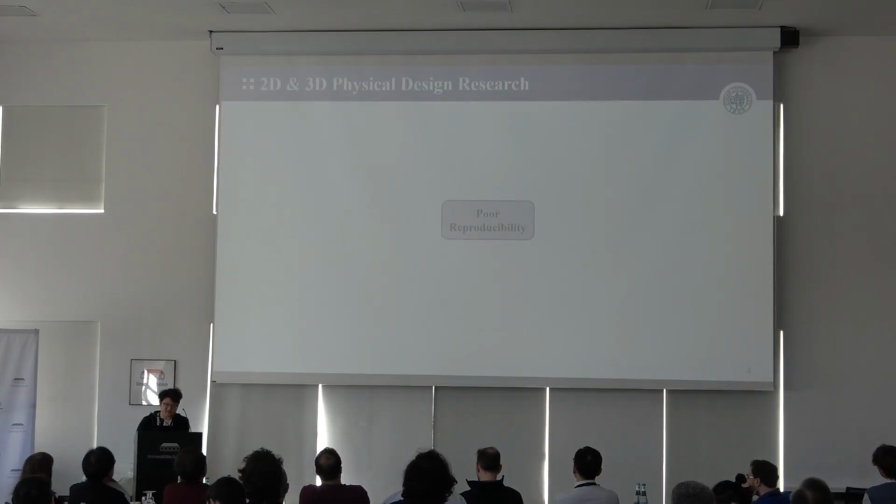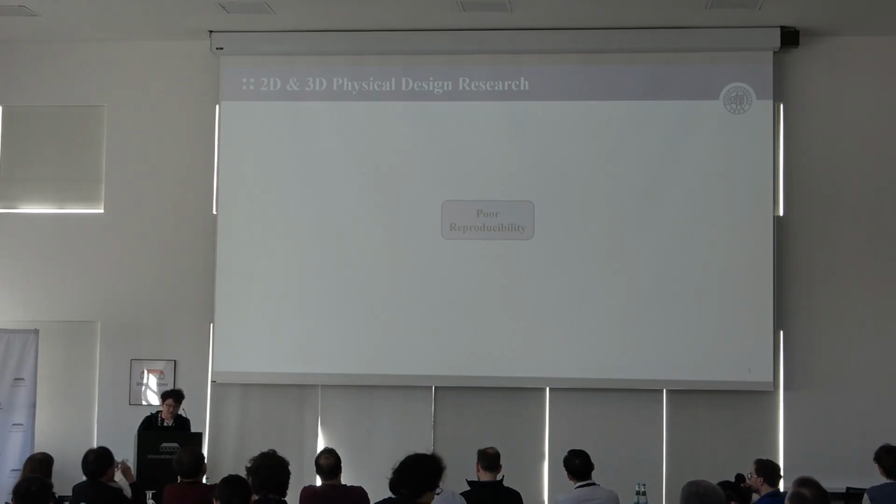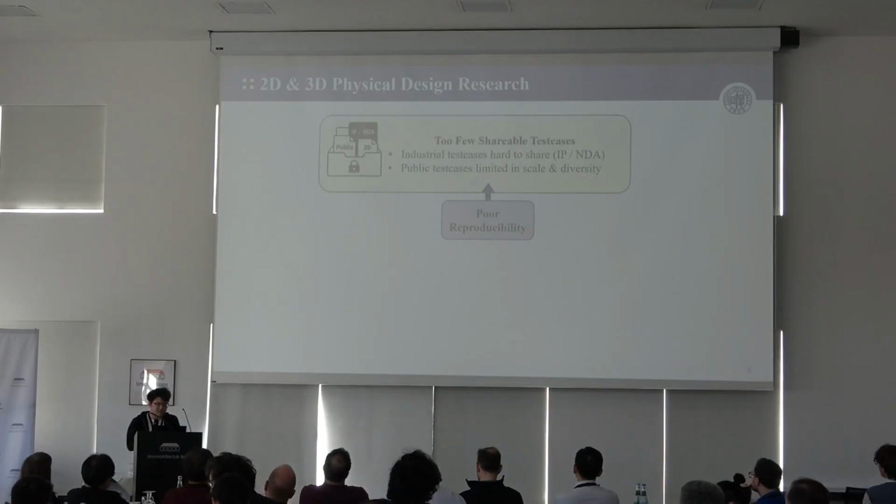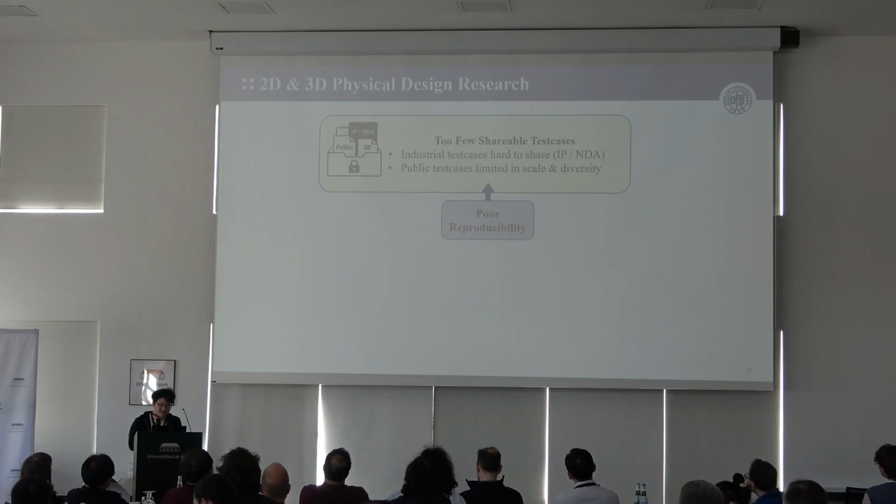This slide shows the main gap we want to address in both 2D and especially 3D physical design research. Fair comparison requires a complete evaluation flow together with consistent metrics and logging. However, reproducibility is still a major gap today. First, there are too few shareable test cases because industrial designs are usually restricted by IP and NDA limits, while public benchmarks are limited in both scale and diversity.